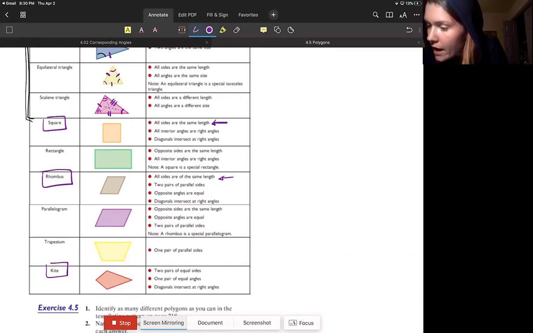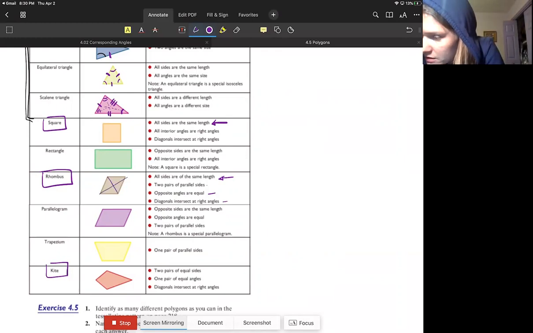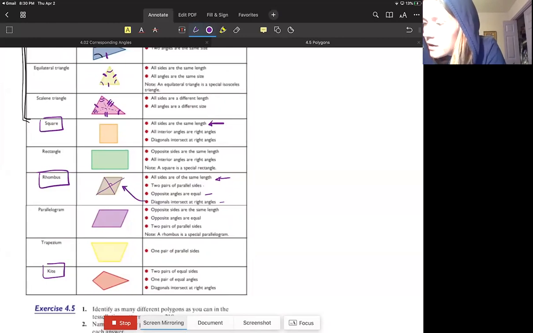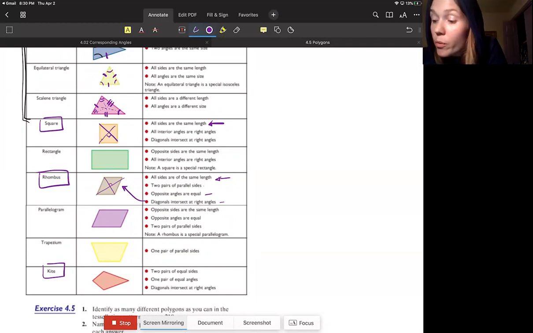They both have parallel sides. This one's a little bit more particular though. Opposite angles are equal. Diagonals intersect at right angles. What that means is when I do this, that forms a right angle. Diagonals intersect at right angles, like that. And same thing here. So diagonals intersect at right angles. And for this one, each of these is a right angle, but we already knew that.